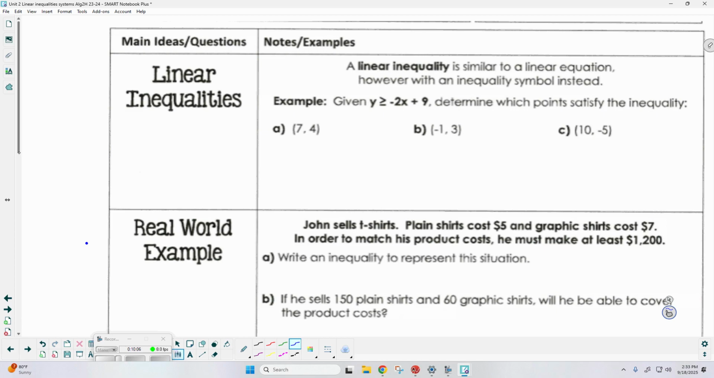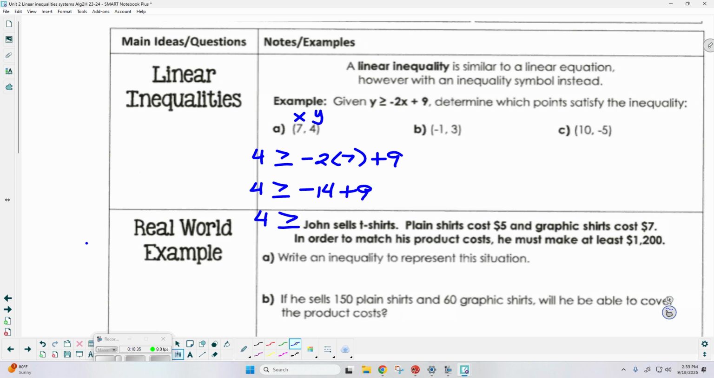Okay. Well, every ordered pair is created using an x and a y. So we're just going to say it's a solution if it makes it what? True. If it makes it correct. Absolutely. So instead of y is greater than or equal to, I'm going to say 4 is greater than or equal to negative 2 times 7 plus 9. So 4 is greater than or equal to negative 14 plus 9. And what's negative 14 plus 9? Negative 5. And 4 is greater than or equal to negative 5. Yes. So that would be a solution.